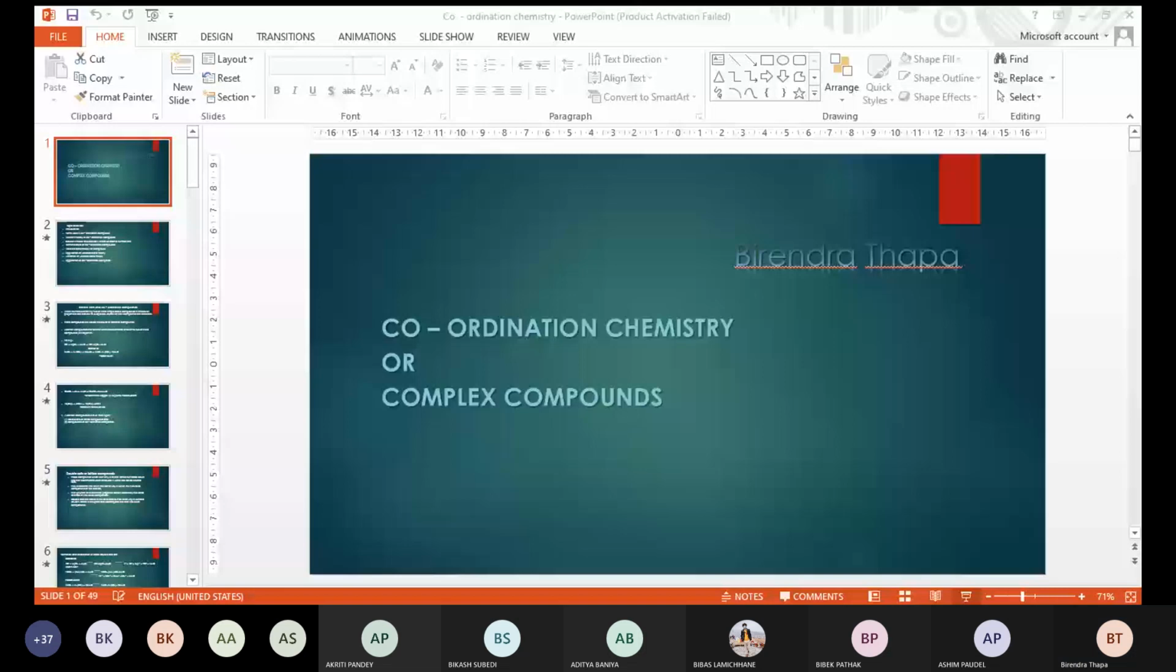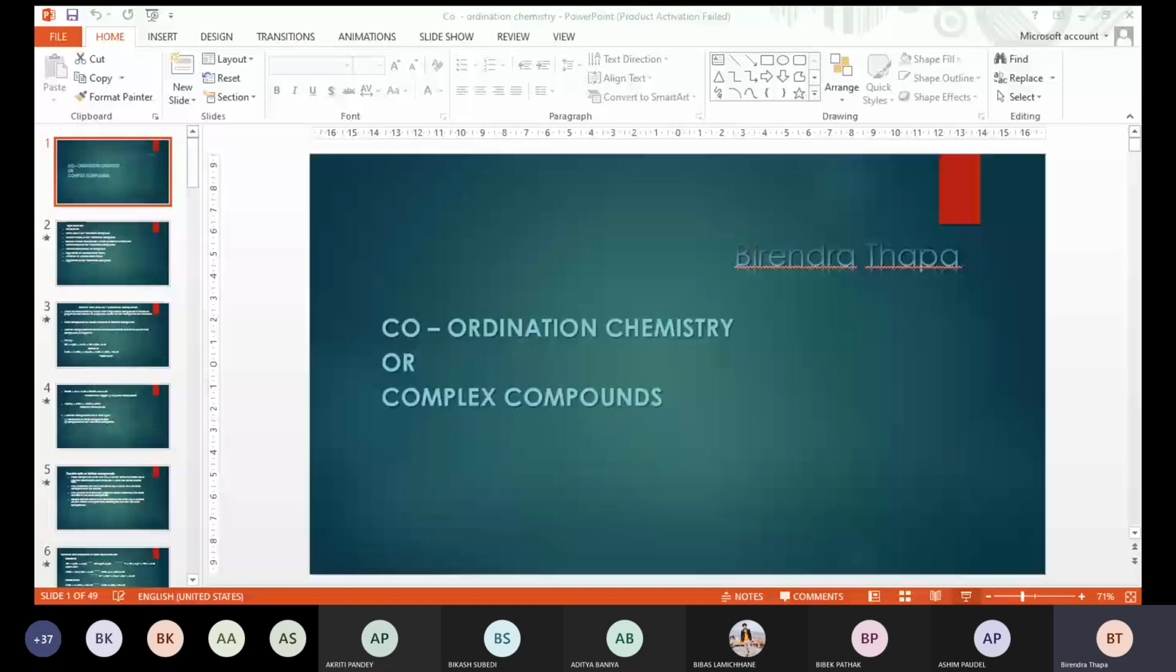First is Werner's coordination theory. First, the structure of complex compound is given by Werner's theory. So it is given by Alfred Werner. He was awarded the Nobel Prize for his work in this field. Werner's theory of coordination compounds. Who is the father of coordination chemistry? Alfred Werner is the father of coordination chemistry, an honor for his work in this field as well.